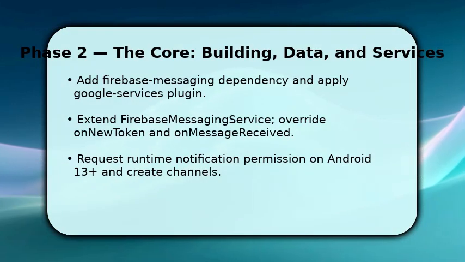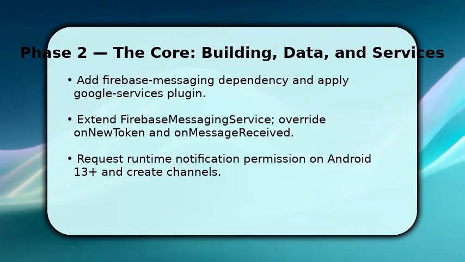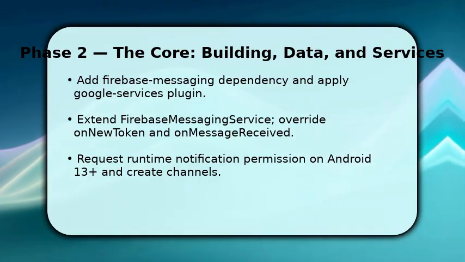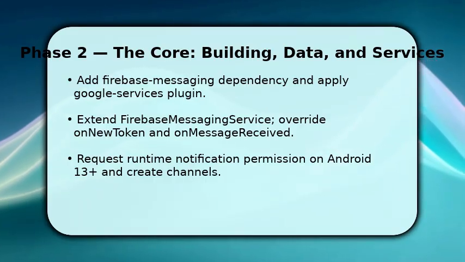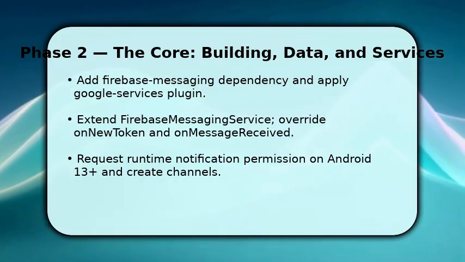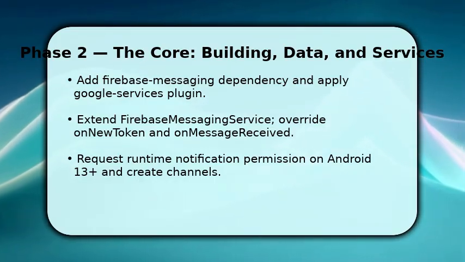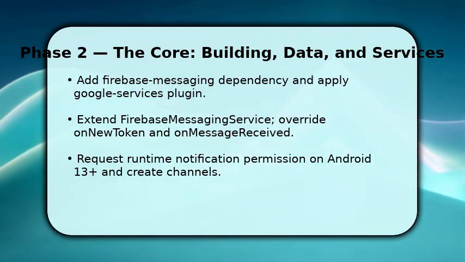Now you configure Firebase Cloud Messaging and implement code that handles tokens and messages. Add the Firebase Messaging dependency, apply the Google Services plugin, then create a Firebase Messaging service subclass. Override onNewToken to send tokens to your backend, and onMessageReceived to show notifications. Also implement an API call or cloud function to send messages.